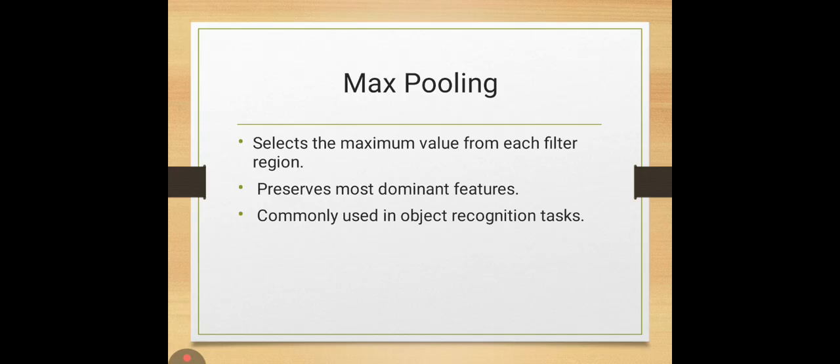So we have several types of pooling. One is max pooling. Max pooling is one of the most commonly used pooling techniques. In max pooling, the maximum value from each filter region is selected. This means it preserves the most dominant or strongest features in the region. Max pooling is widely used in object recognition and classification tasks.